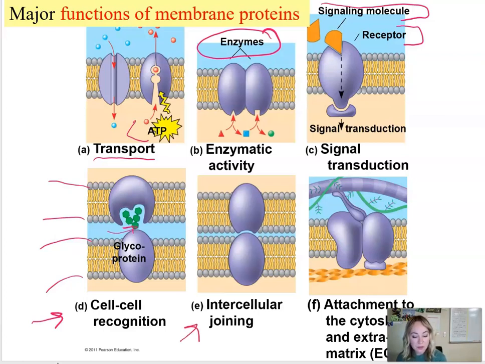Intercellular joining: notice how 2 proteins are actually connected. We're talking about these tight junctions that we discussed previously. And here we also have support, as in structural support, because some of the cytoskeleton can actually attach to peripheral proteins that are sitting within the membrane.